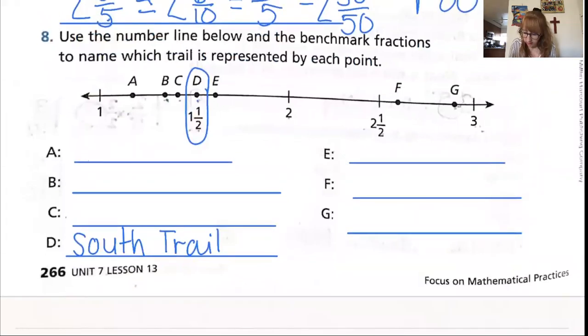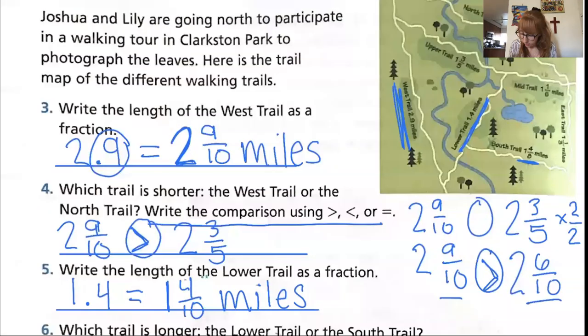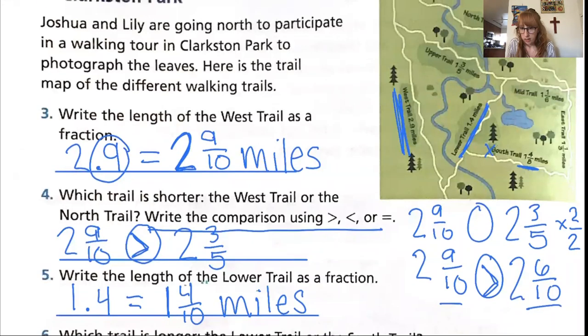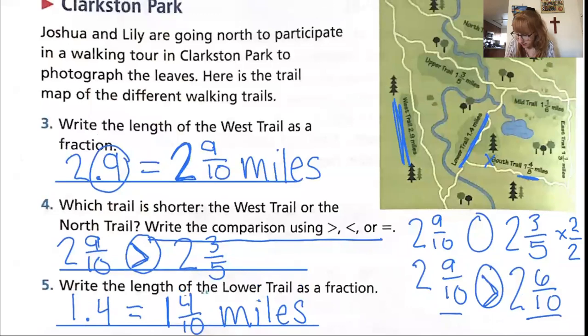Then if we look at E, it's just larger than 1 1/2 miles. So we'll go back up. We've used the south trail, so we're going to cross that one off. And we're going to try and decide which of these is just larger than 1 1/2. So first we need 1 in our whole number, so it can't be the west trail and it can't be the north trail. So it's either the upper trail, the mid trail, the lower trail, or the east trail.